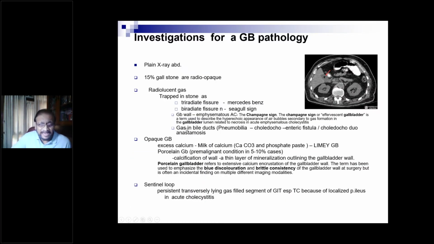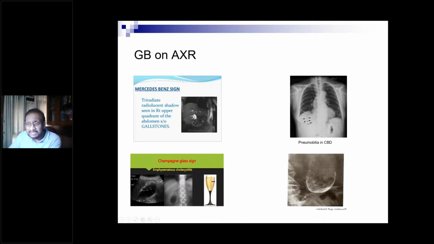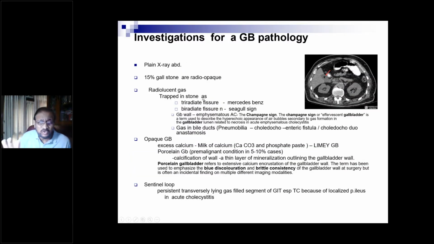Let's come back. Gas in the bile ducts: pneumobilia. Inside the gallbladder, it could be inside the common bile duct, it could be even inside the intrahepatic biliary channel. See this? Can you see this shadow? That is the CBD. So that is pneumobilia. So it is not only the 15% of stones, you can have a lot of other information on a plain scagogram of the abdomen. Air trapped inside the stone, or inside the CBD, or inside the intrahepatic biliary channel. You can also have opacity of the gallbladder.